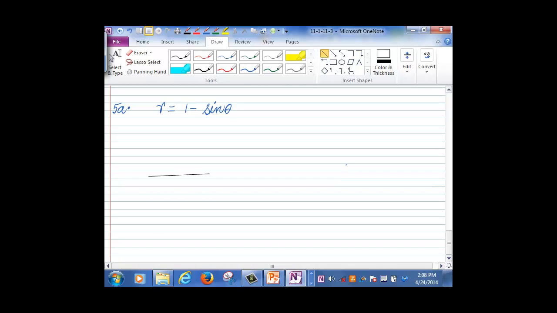Let me draw it here. I have 0 here and 2π here. Let's say I have π here, and I have π/2 here, and I have 3π/2 here. Okay, can someone tell me what's happening in each of these subintervals?